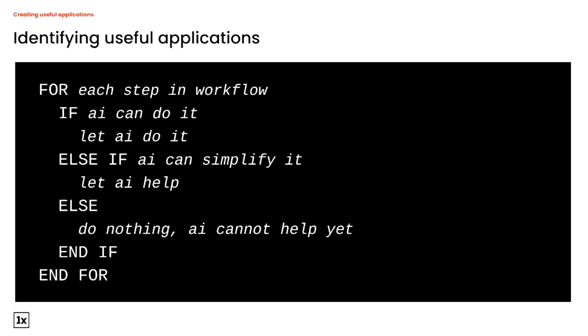There's nothing more here, except this one, which I saw at an AI conference, which I think is really nice. How do you find use cases? That's just a really good way of thinking about it. If there's a step in the workflow that AI can do, let it do it, or if it can just support, let it support, and if not, let's wait a little bit.